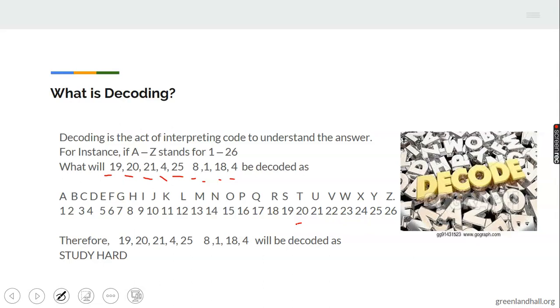Now, if A to Z stands for 1 to 26, what will 19, 20, 21, 4, 25, 8, 1, 18, 4 be? Let's quickly go to where 19 is. 19 is S. 20 is T. 21 is U. 4 is D. And 25 is Y. Can anybody read it for me? Study. Good.